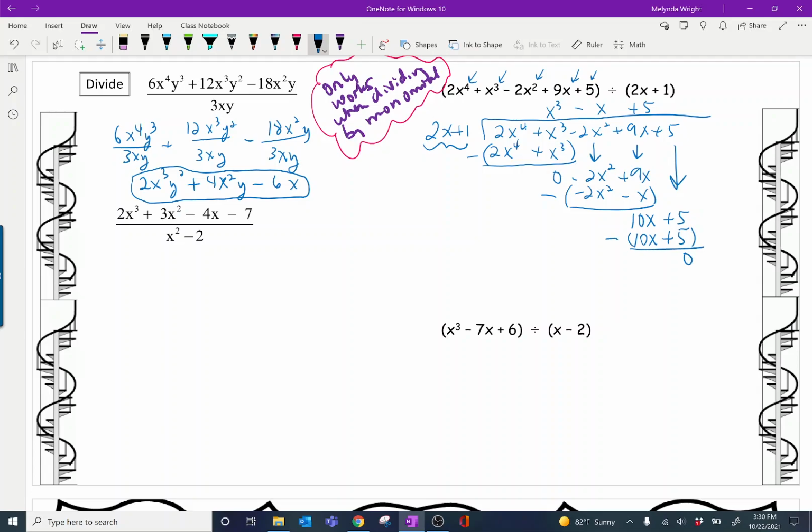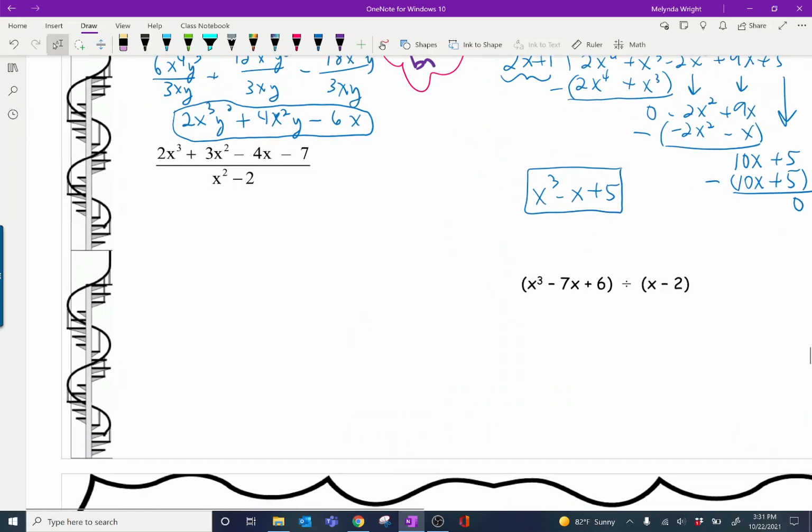Okay, that's kind of nice. We don't have a remainder at all. So we write down our answer is going to be x cubed minus x plus 5 with no remainder. Since the remainder is 0, I don't have to put plus 0 over 2x plus 1. That's all I need to do. Yay! All right, let's try another one.